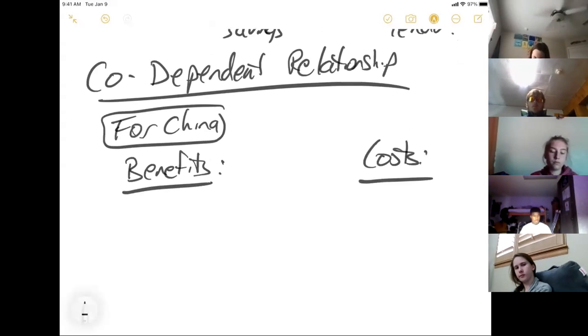They get to sell their goods at a higher price, normally, I'm guessing. Sell their goods at a higher price. Yeah.